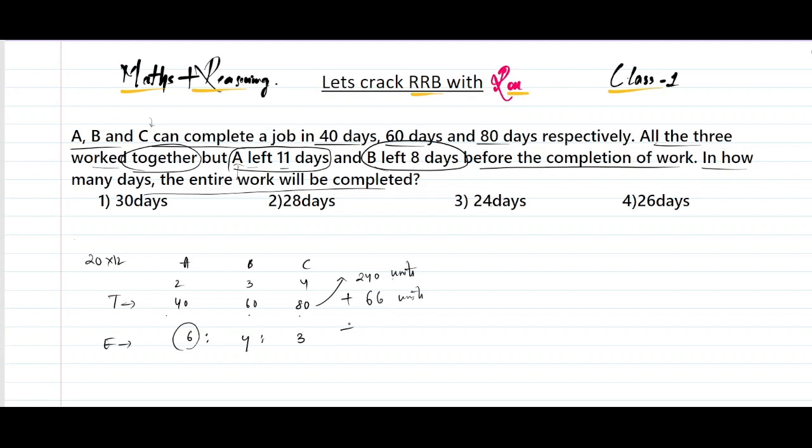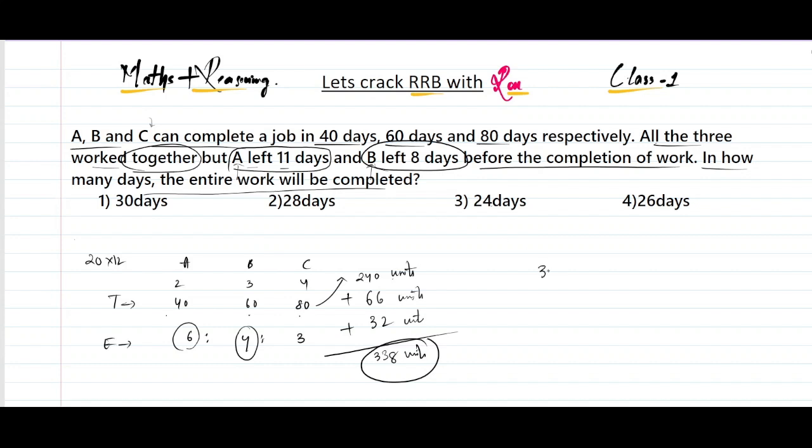Okay. Next, here B left in the same pattern, B left 8 days before. What if B is also there for the very end of the work, and B has efficiency 4? So 4 times 8, 32 units will be extra work, because B is also there for the very end of the work. So what is the total work now? 240 plus 66 is 306, plus 32, 338 units is the total work done together by A, B and C.